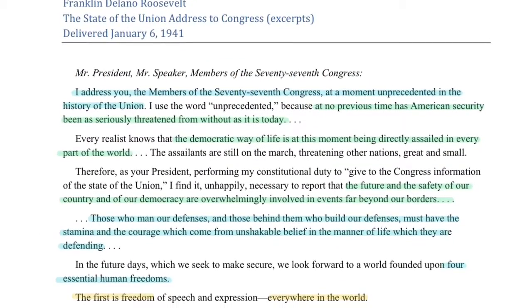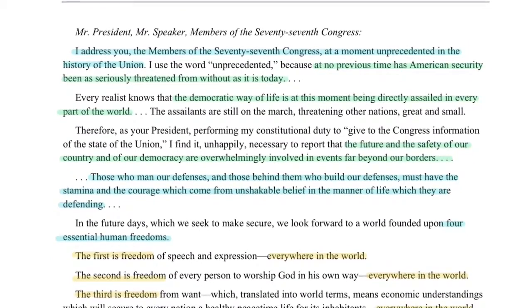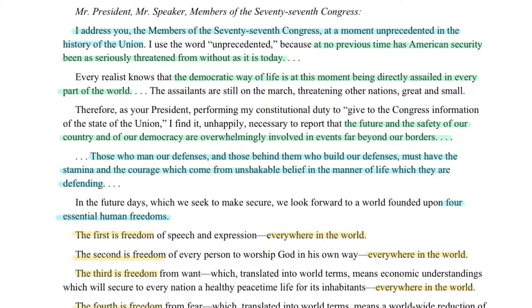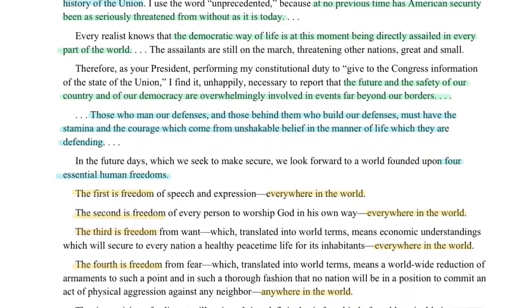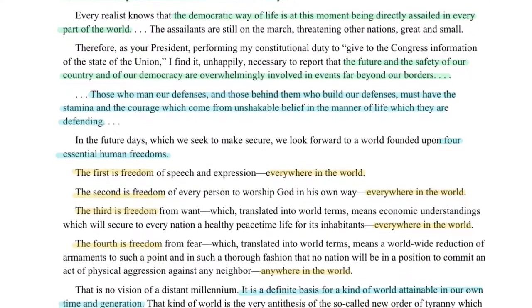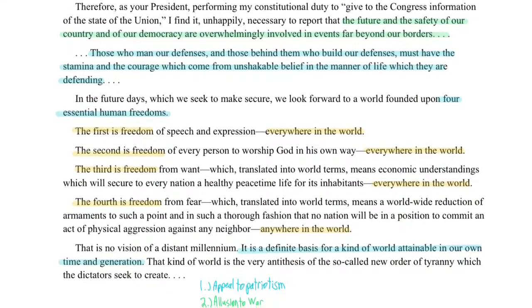Next, we're going to want to revisit our passage and look at all the strategies. We see that President Roosevelt employed 3 key strategies throughout this. Those are highlighted in blue, an appeal to patriotism, highlighted in green, an allusion to the war, and highlighted in yellow, repetition.